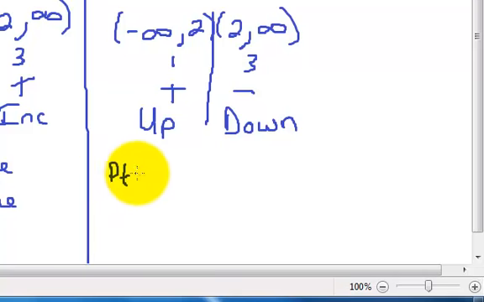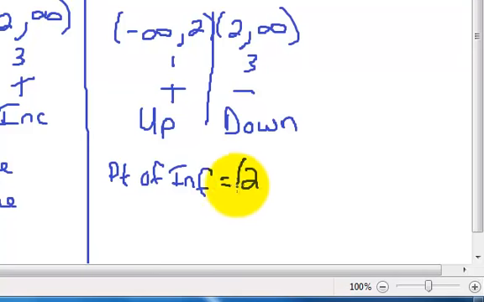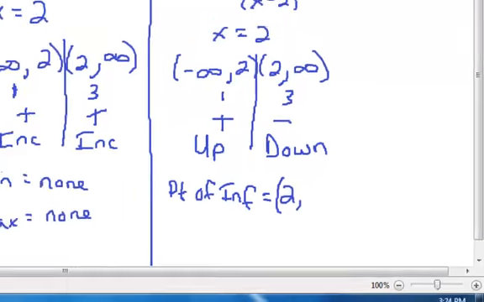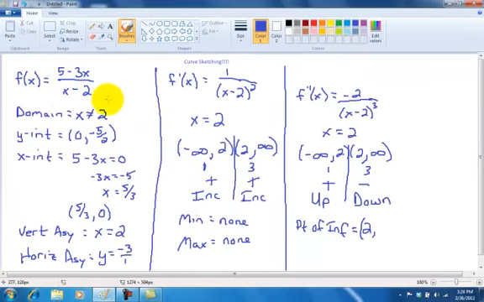Let's say you were to write point of inflection, because you're used to doing the procedure. Our point of inflection would be at 2, right? Then you would take 2 and plug it into the original function, and an alarm should go off in your head. You'd get a 0 in the denominator. That's why I told you to write down the domain.